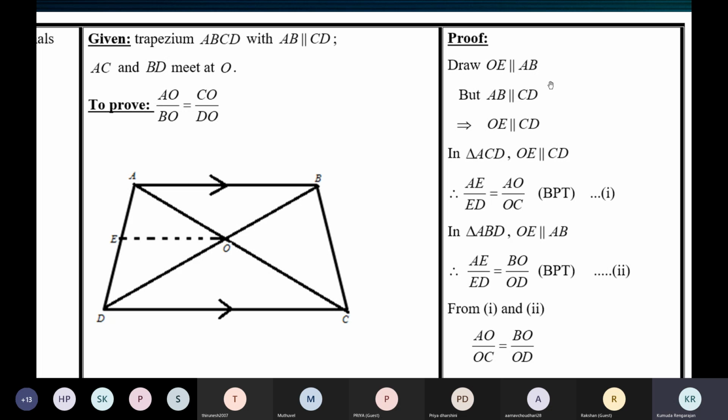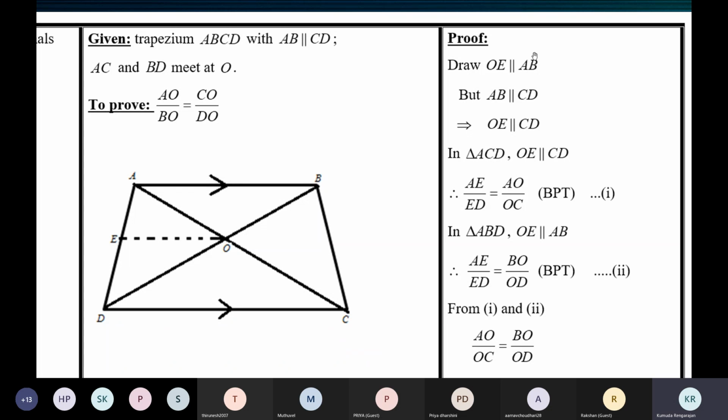OE parallel to AB is by construction. AB parallel to CD is given. Comparing these two, we get a new set of parallel lines, OE parallel to CD. Now take up two triangles which have the parallel lines, one which has OE parallel to CD. You cannot use AB parallel to CD at all. This is a new result we have.